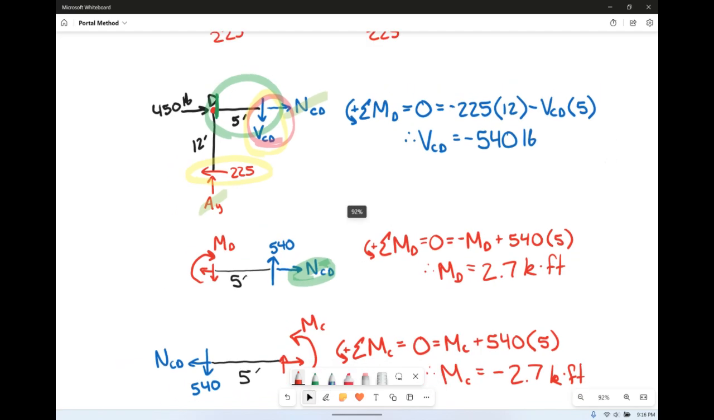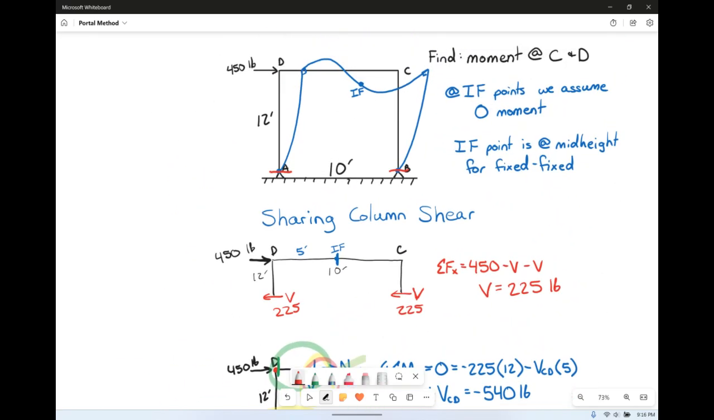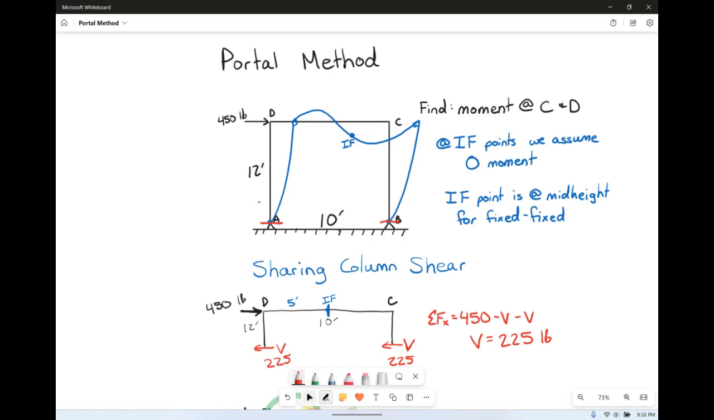So if we wanted to draw our moment diagram for this guy, our moment diagram would be positive 2.7, 0 at the middle, and negative 2.7. So assuming I could draw the straightest of lines, it would be 2.7 kip feet and negative 2.7 kip feet. That would be our moment diagram for member DC.